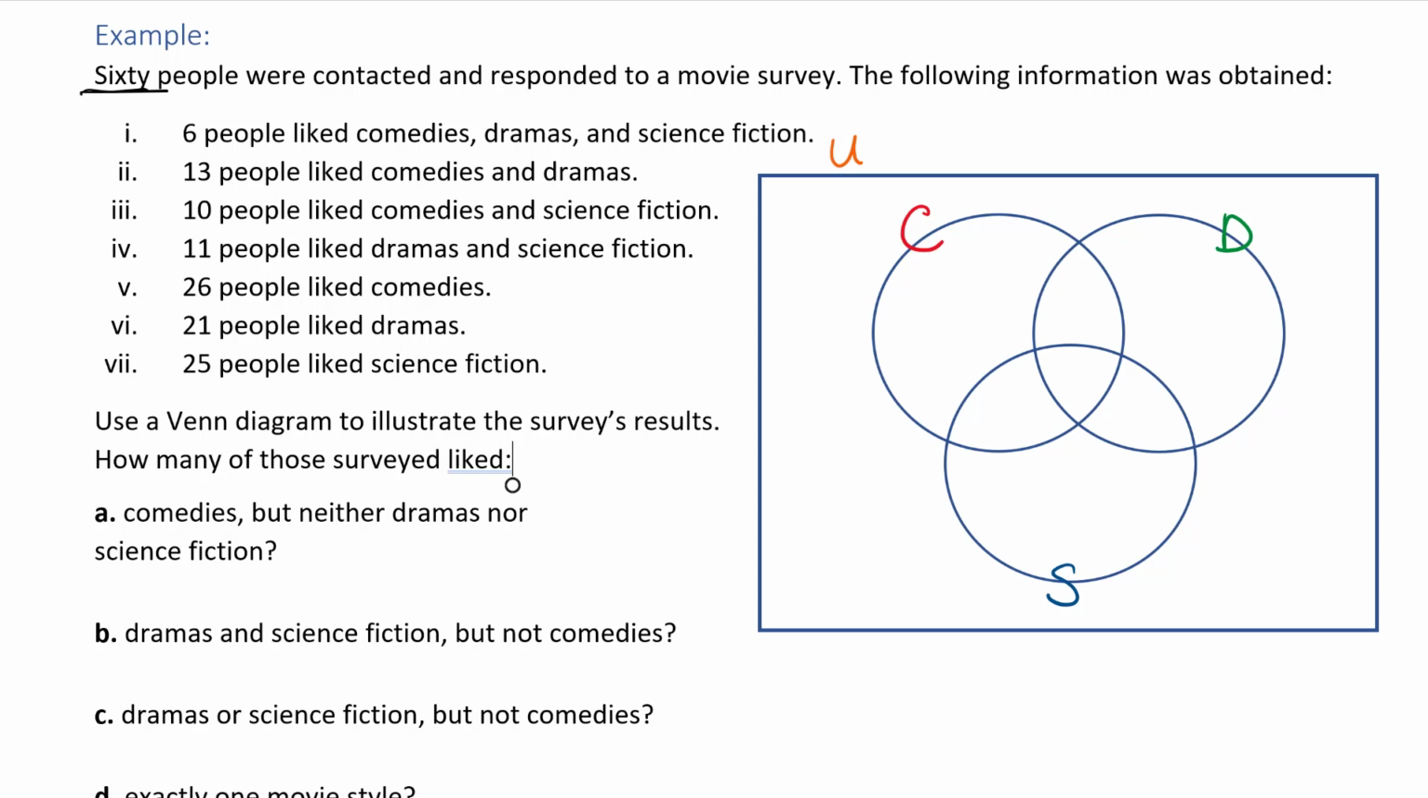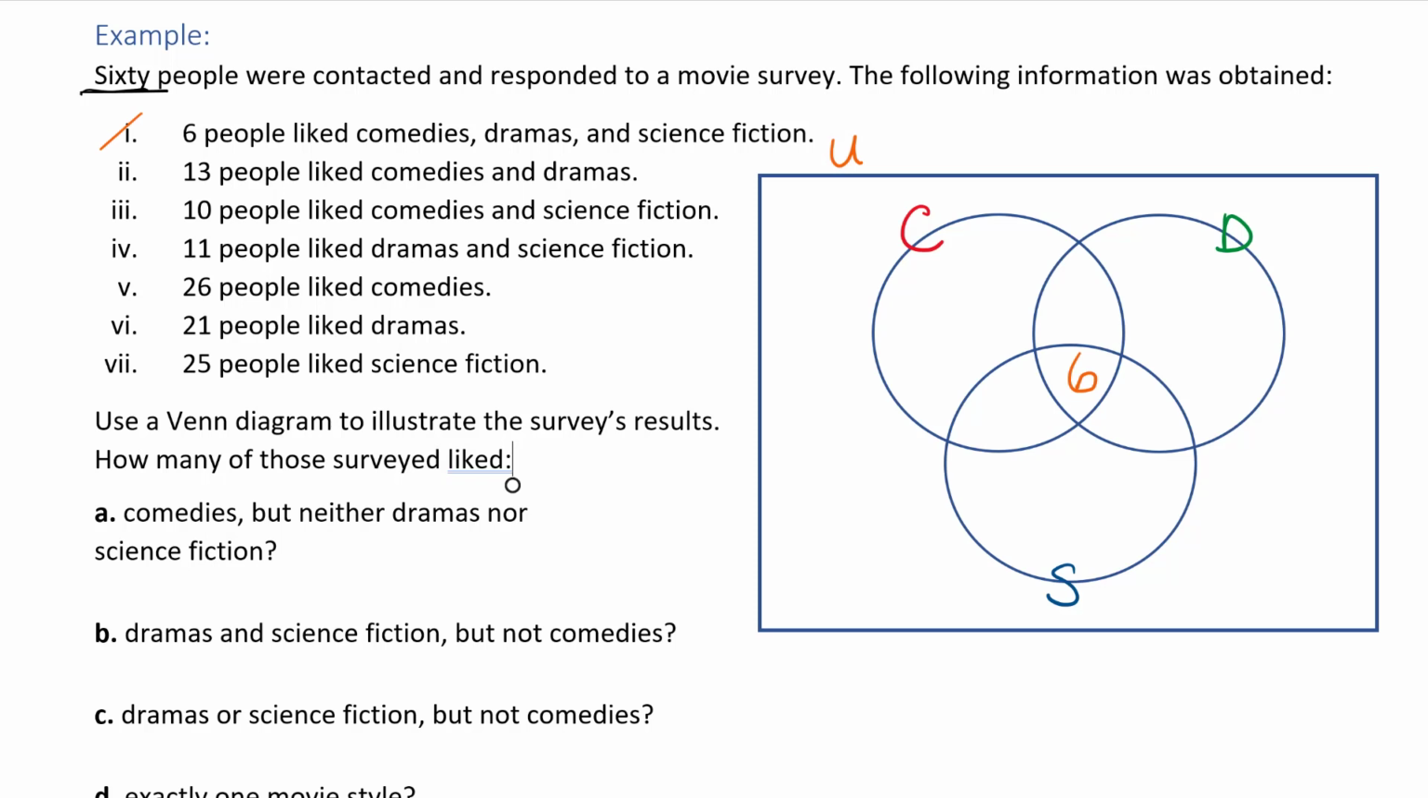Okay, we start from the innermost. 6 people liked comedies, dramas, and science fiction. So that's the intersection of all 3. So that's the easiest one out here. I just put the number 6 right inside there. And I've got that one done.